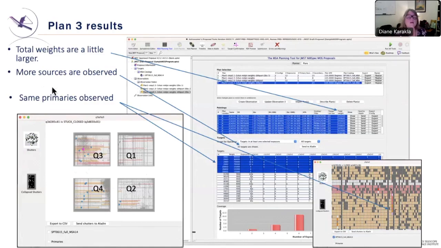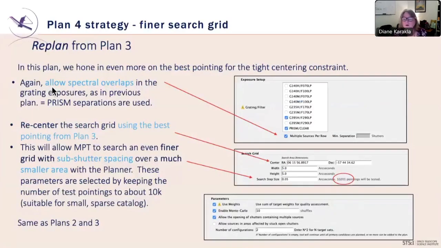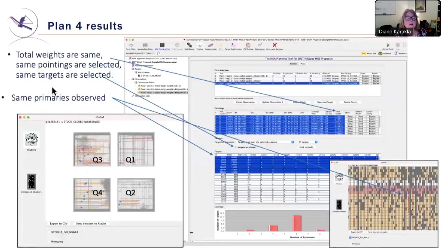Let's try a little tighter. Plan 4 will go down to 50 milliarcseconds. So, there's 250 milliarcseconds across a shutter divided by 50. So that's like 5 samples across a shutter. So we should really be able to detect any sub-shutter structure in the heat map at this point. So we do that and we get these results.